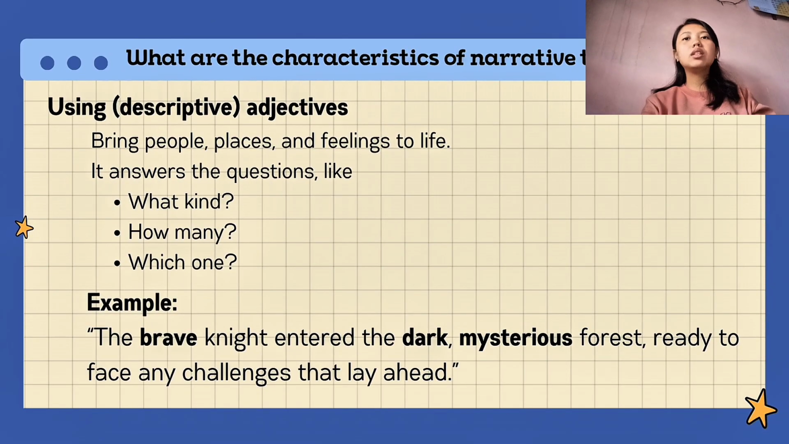And the next one is using descriptive adjectives. Narrative text uses adjectives to describe nouns because adjectives can add detail, emotion, and flavor to the story. Adjectives also help to answer questions like what kind, how many, and which one. For example, in this sentence, the adjectives brave, dark, and mysterious create a vivid image and set the mood.